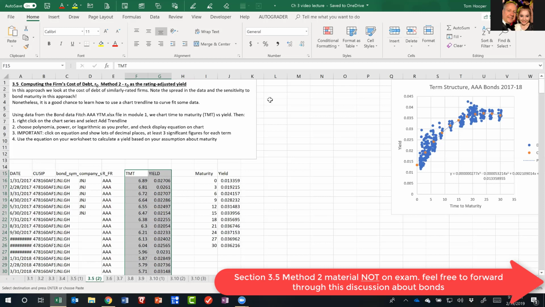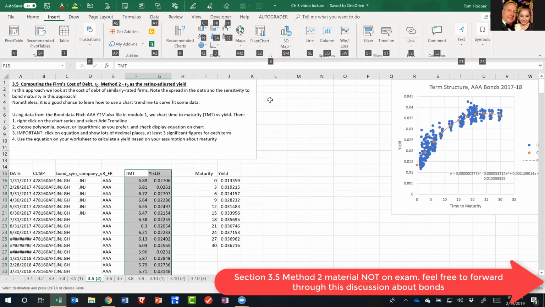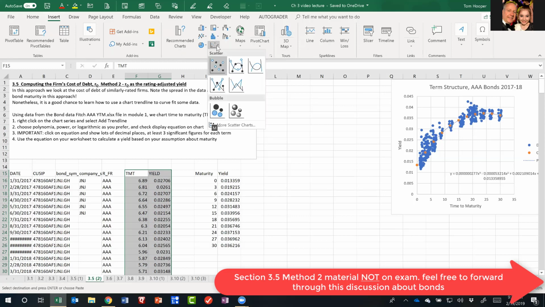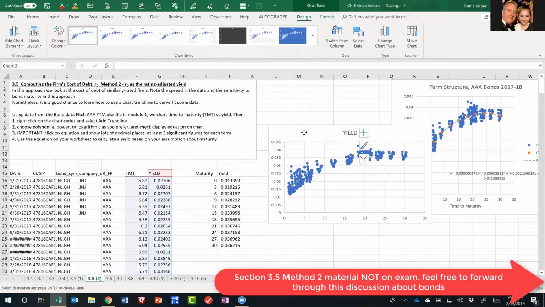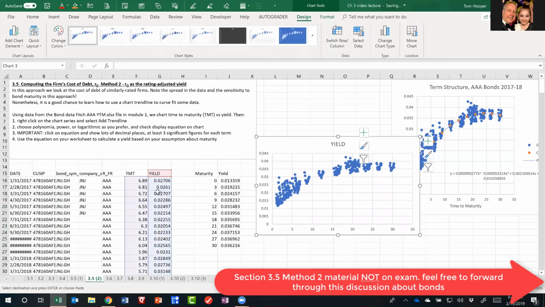And I'm going to do an Alt-N to insert something, and then I'm going to hit D to choose a scatter plot. And really, I think this is the only kind of chart we've made in this course so far. After exam one, we'll do some other kinds. So we'll choose this scatter plot right here. And since our columns were in this order, it went ahead and put yield on the y-axis and time to maturity on the x-axis.